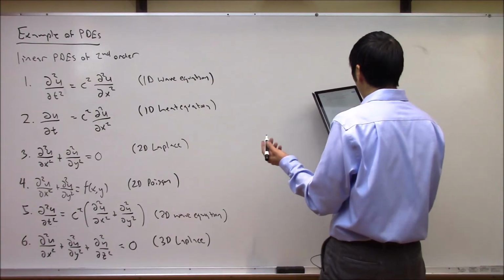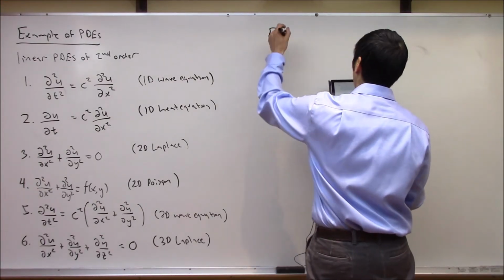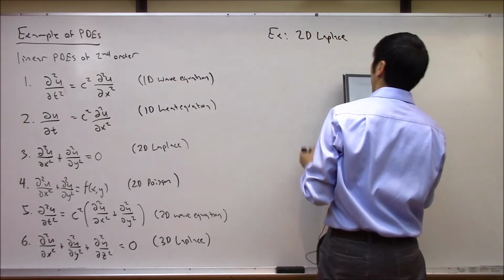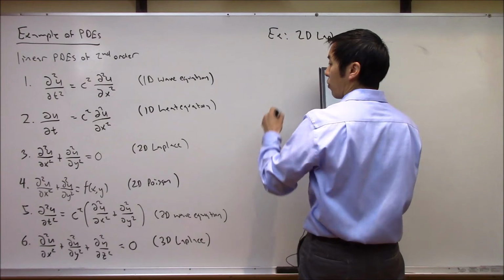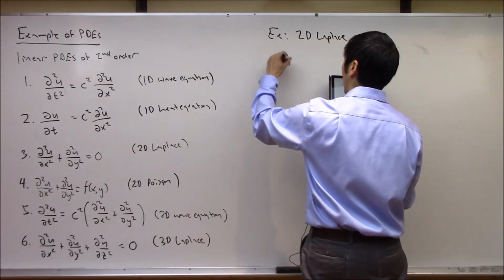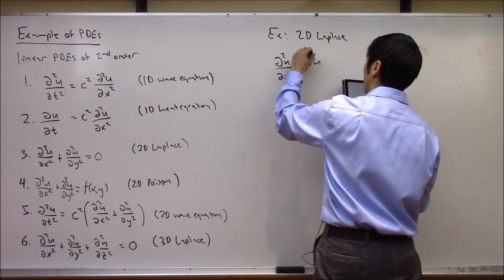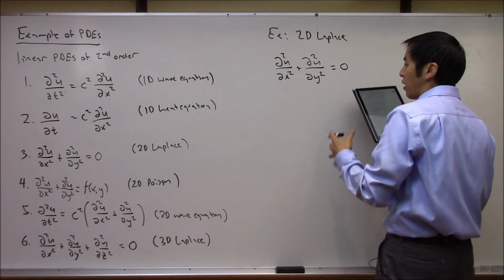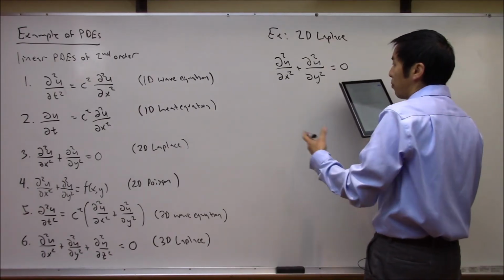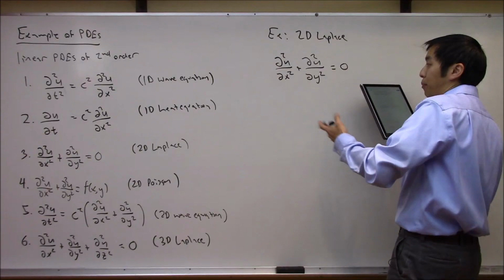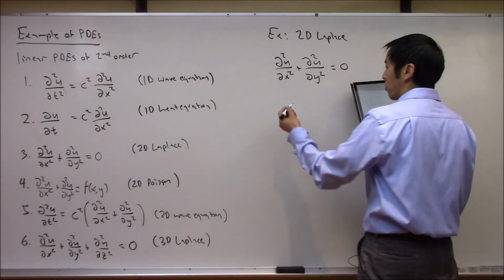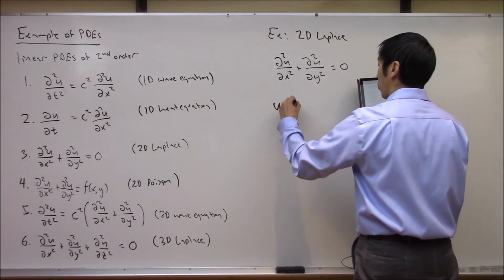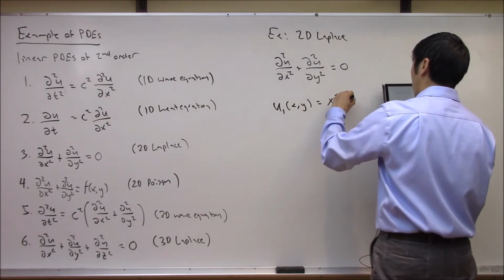So for example, let's consider the 2D Laplace equation. What was that? That is the second partial of u with respect to x plus the second partial of u with respect to y equal to 0. This yields a family of solutions. I can pull out of thin air a bunch of u's that would solve this. Here's solution 1: u1 of x, y is equal to x squared minus y squared.